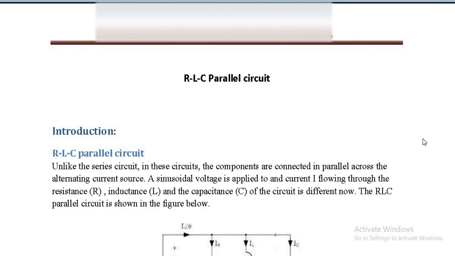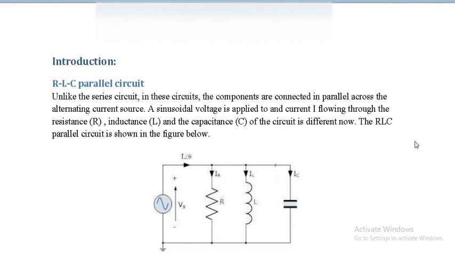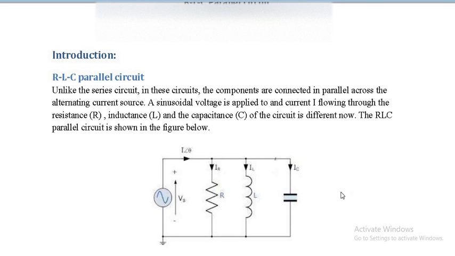Hello viewers, welcome to the AC series, AC parallel circuits. We are talking about the RLC parallel circuit. One example can be as shown in the diagram. It is shown as resistance in parallel with inductance in parallel with capacitance.